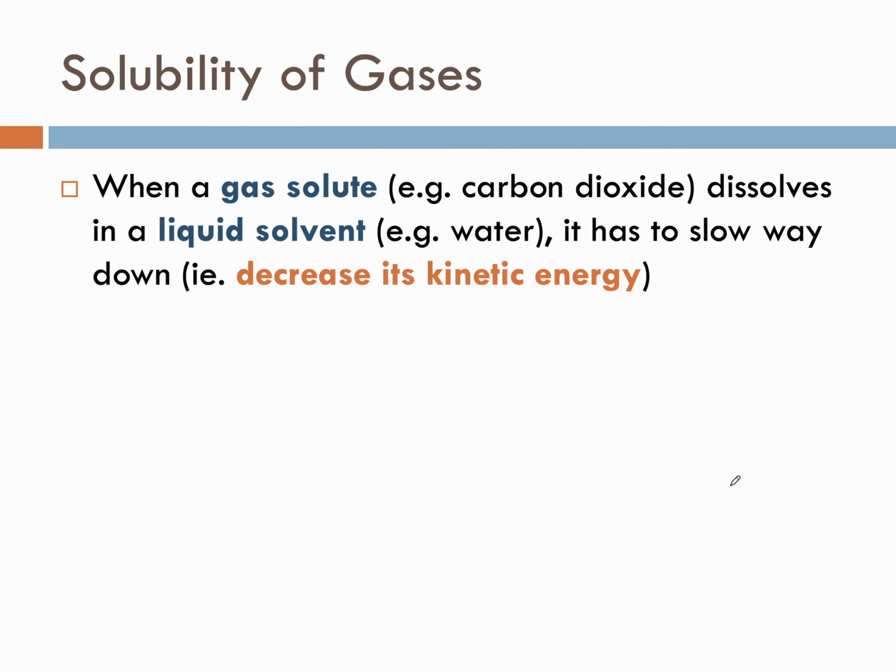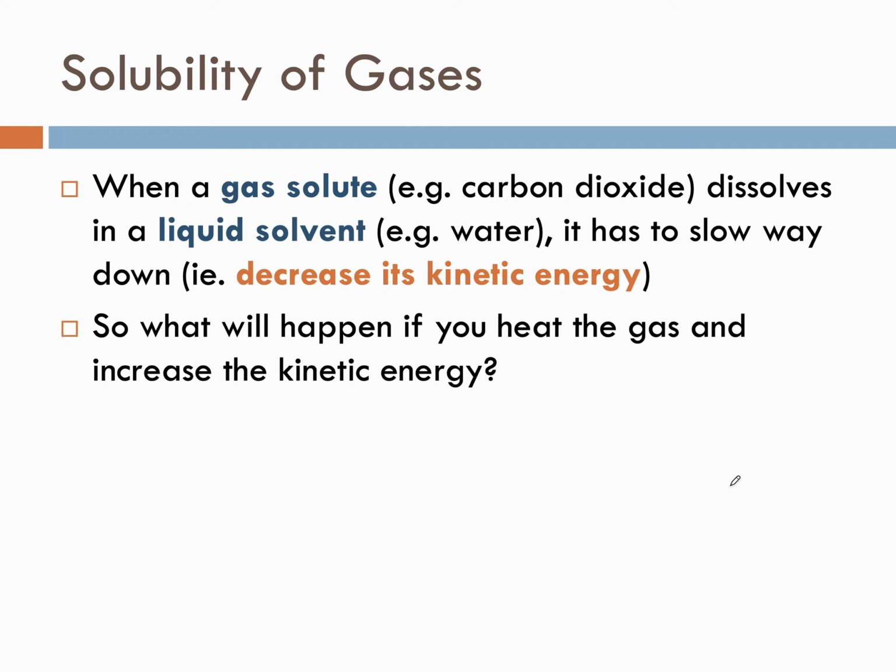So when a gas solute, say you're dissolving carbon dioxide into a liquid solvent like water, that gas has to slow way down. This example, carbon dioxide dissolved in water, is the process of carbonation, right, to make a carbonated beverage. The thing is, gases can move around a lot more freely than liquid. So to dissolve a gas in water, you've got to slow it down. You've got to actually decrease its kinetic energy in order to get that gas into the water.